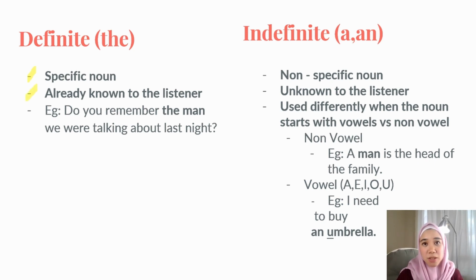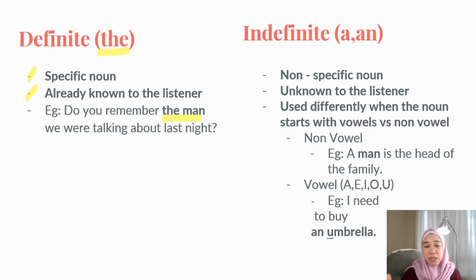For example, when we are talking, there's a speaker and there's a listener. Whenever I talk about something that you already know, then I can use the article the. For example, do you remember the man we were talking about last night? I use the man here. Why? Because number one, this is a specific noun. If I were talking to you about someone last night, of course it's a specific person. I'm not just talking about any man in general.